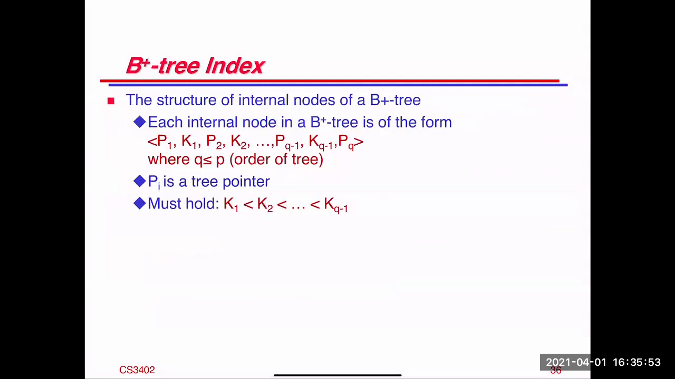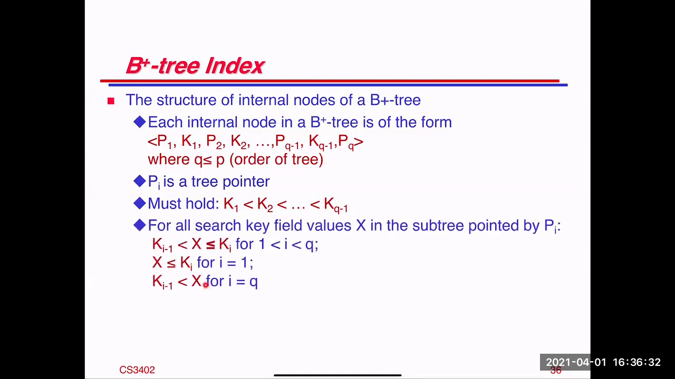All right, so here's the formal structure of the internal nodes of a B+ tree. So each internal node will be a sequence of tree pointers and search key values. So we alternate between the two. And we have at most Q many tree pointers, where again, similarly to the B trees, Q is less than or equal to P. So as I mentioned, each Pi here is a tree pointer, so it points to some other node. And of course, it needs to hold that the search key values are strictly ordered.